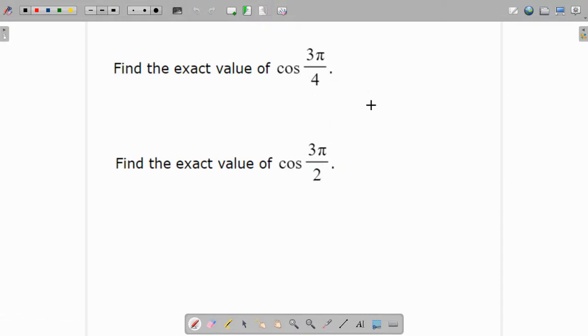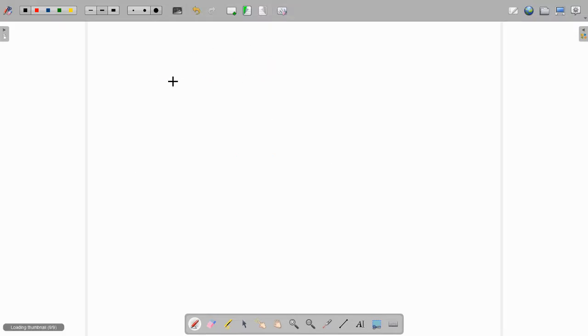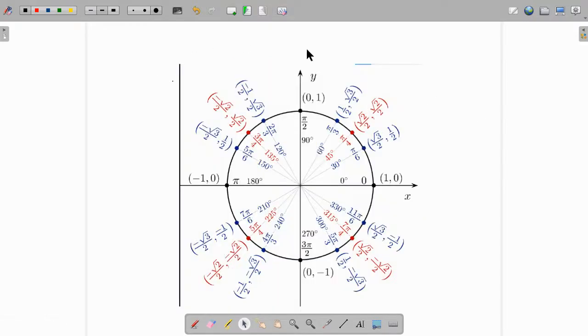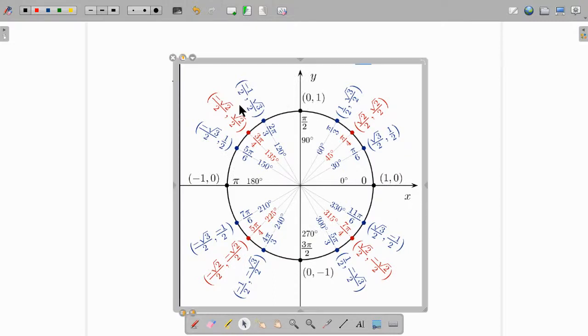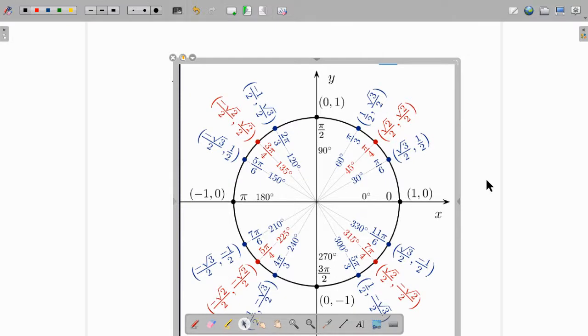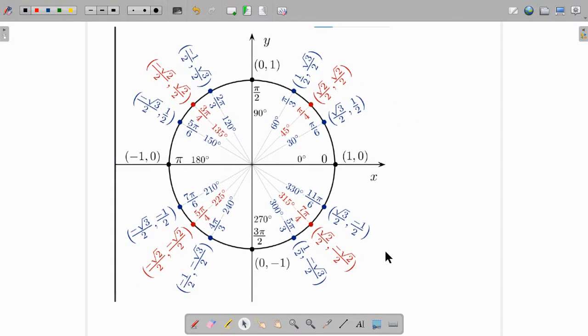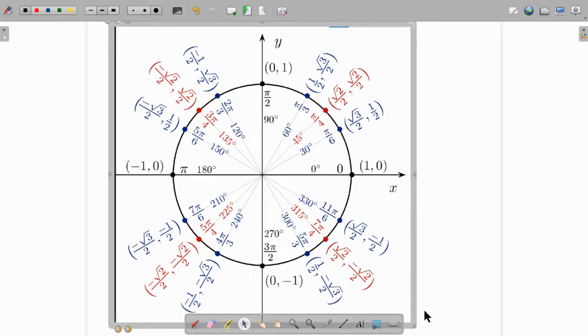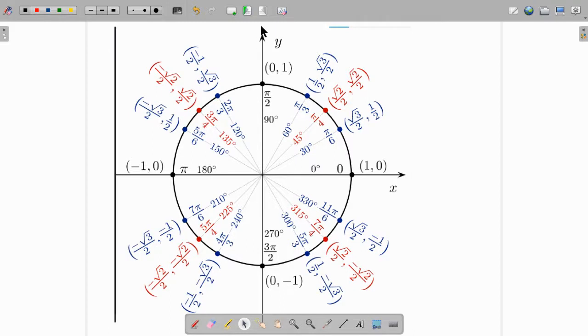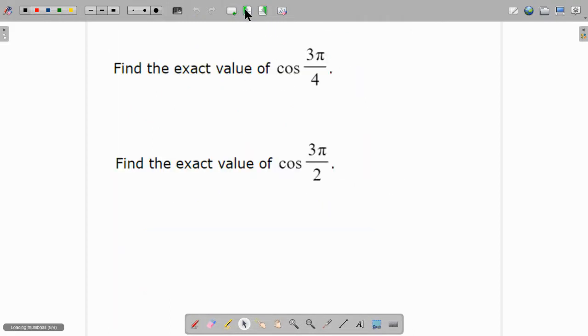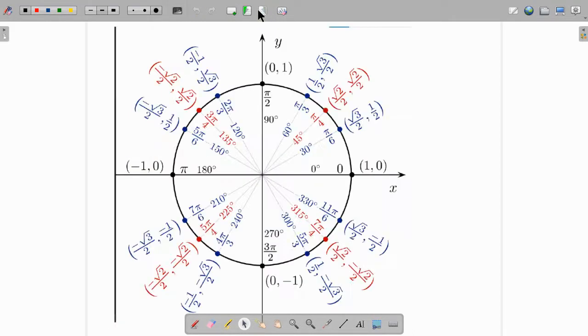Okay, so here's 2 more cosines. Cosine of 3 pi over 4, cosine of 3 pi over 2. Let me see if I can add a page and if it's still there. It's good. All right. So cosine 3 pi over 4, cosine 3 pi over 2.